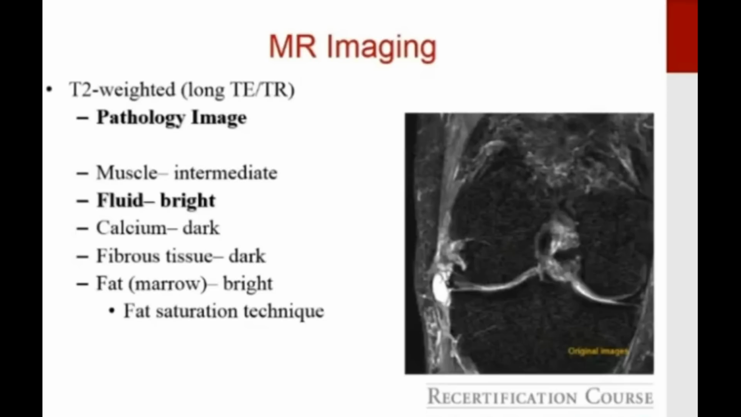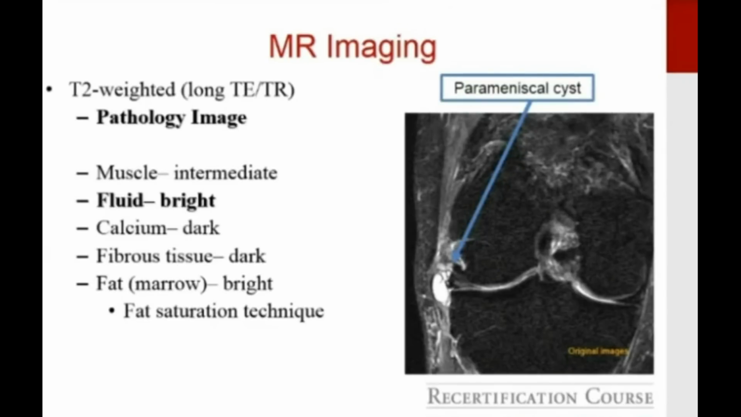Here we see a parameniscal cyst along the lateral joint line. So we see the small fluid collection, lobulated, abutting the peripheral aspect of the lateral meniscus with surfacing horizontal signal consistent with a parameniscal cyst and meniscal tear.